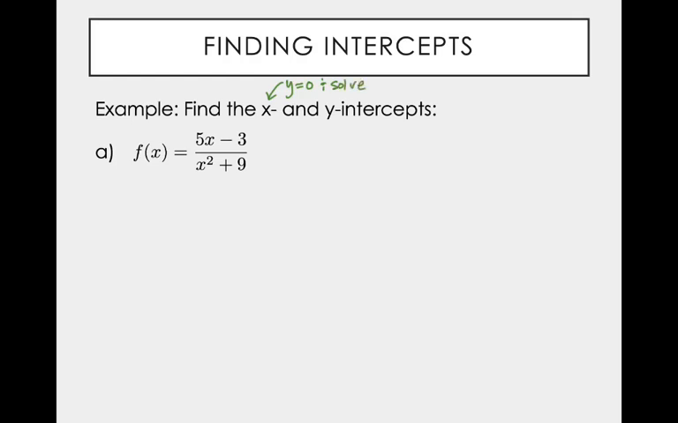And for y-intercepts, we let x equal 0. Finding y-intercepts is always going to be a little bit easier because we're going to let x equal 0. That's essentially just plugging in and figuring out a y-coordinate. We're essentially finding f of 0. This is just going to be a plug and chug.